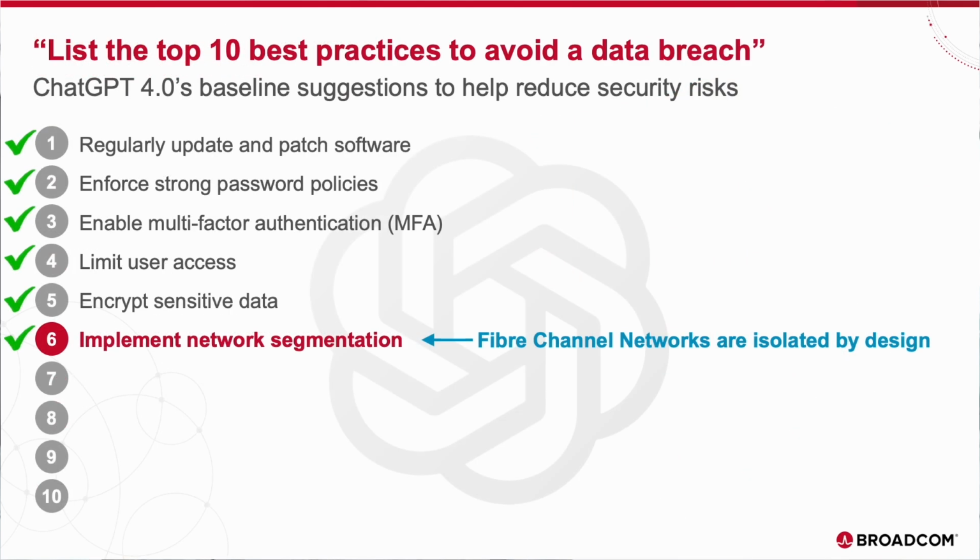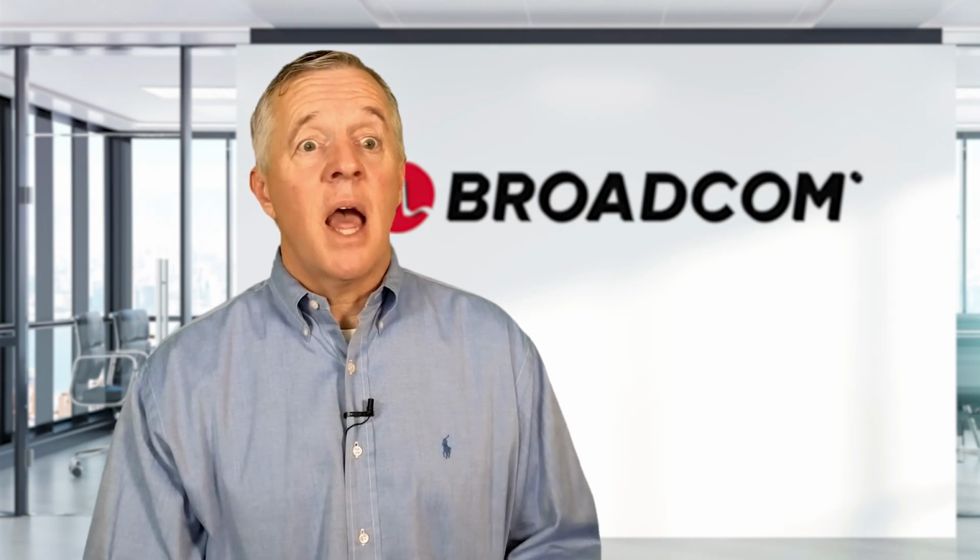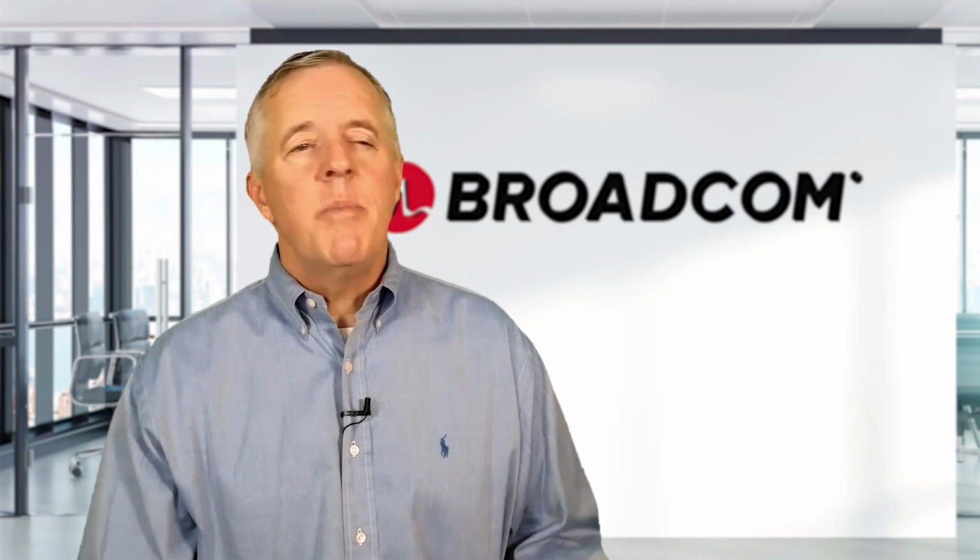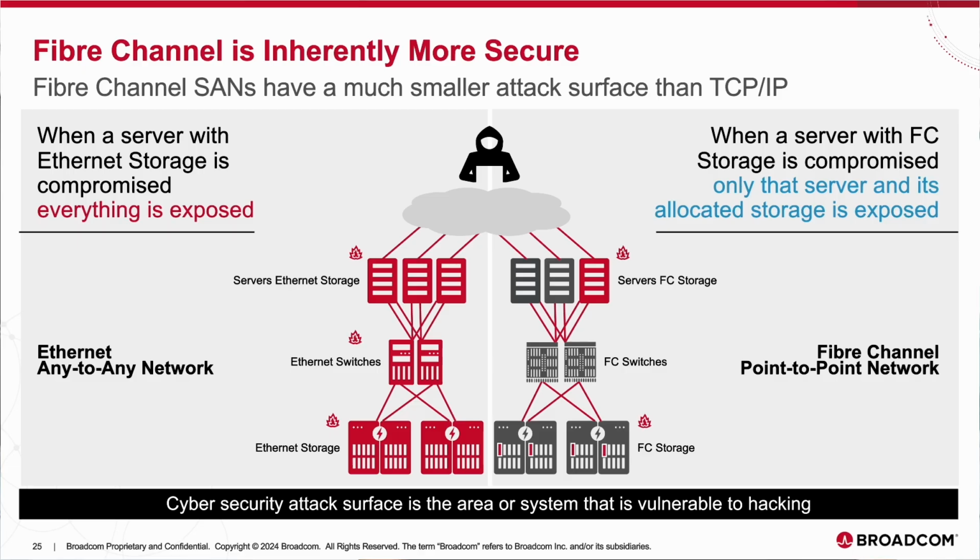Number 6 on the list is implement network segmentation. Now, this is something that Fibre Channel does natively. We do separate and isolate our Fibre Channel networks. Maybe you could walk us through a little bit more on that, Silviano. With Ethernet, we have any-to-any connectivity, meaning that when data is sent, it is broadcast to all the devices on that network. With Fibre Channel, we are natively more secure because the source sends the data specifically to the target, and no other device can see that data.